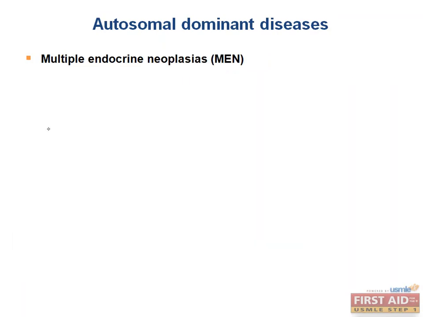The multiple endocrine neoplasias include type 1, 2A, and 2B. The effects of these will be covered in more depth in the endocrine chapter, but for now, just know that they are genetic diseases that cause tumors of the endocrine glands, such as the pancreas, parathyroid, pituitary, thyroid, and adrenal medulla. Types 2A and 2B are caused by mutations in the RET gene. And mutations in this gene can also cause Hirschsprung disease.